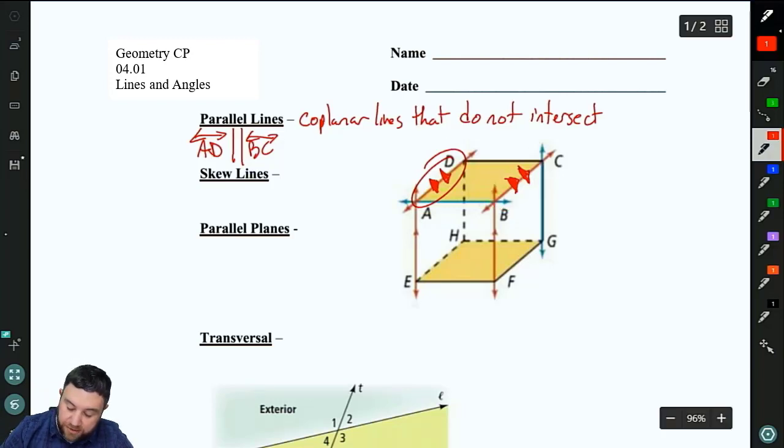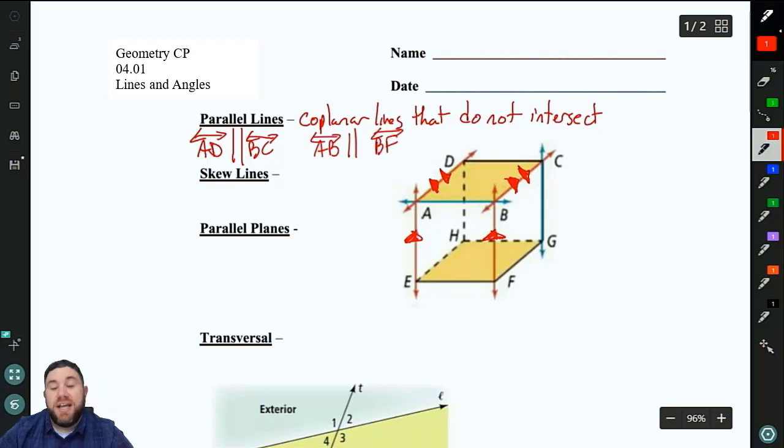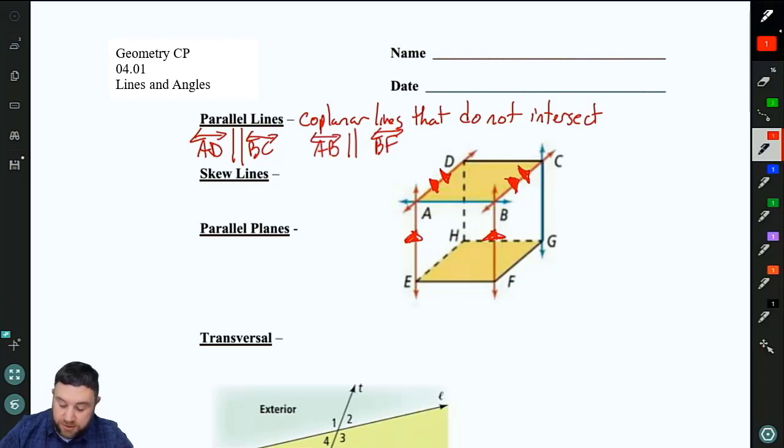You can compare that to AE and BF. Those are also parallel, and they only have one arrow on each of those. So we know the ones with one arrow are parallel. We know the ones with two arrows are parallel. Now there's more than just those parallel lines on here, but those are the only ones we're going to point out right this moment.